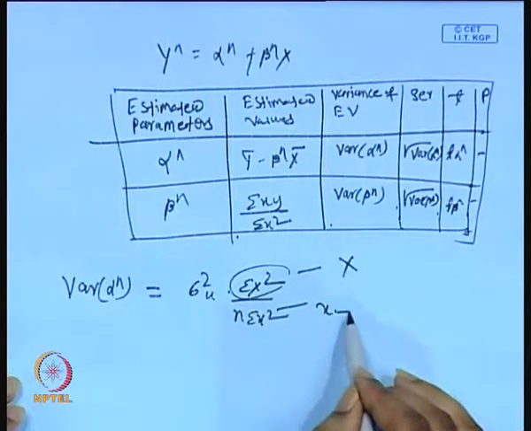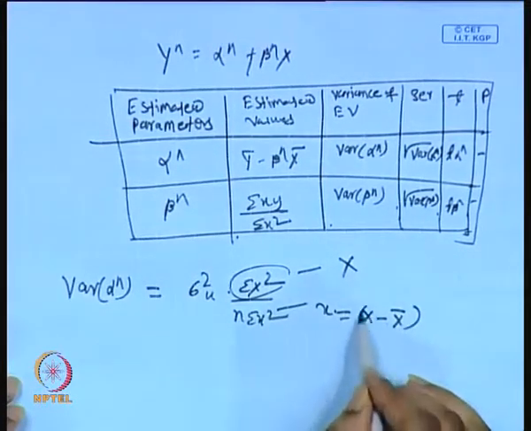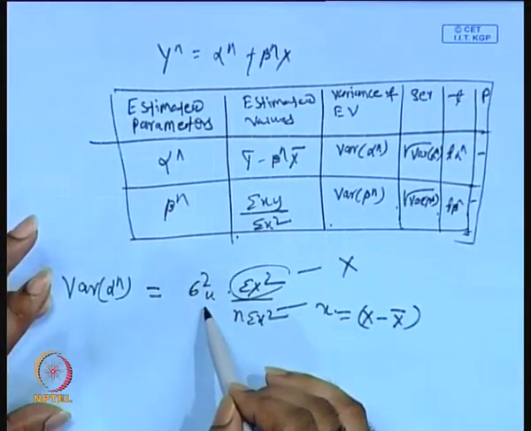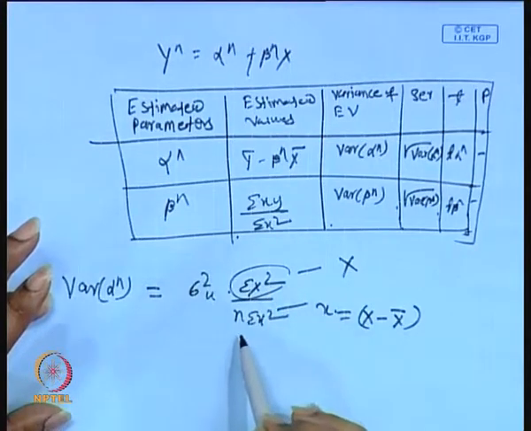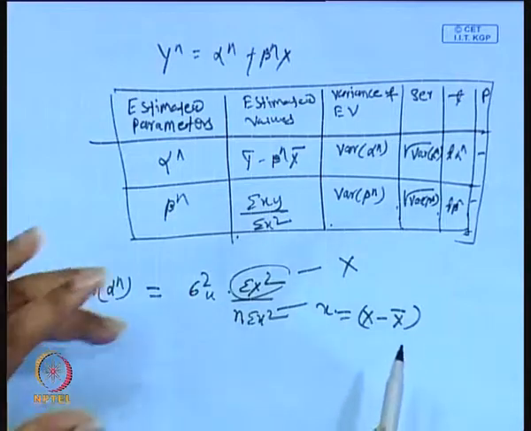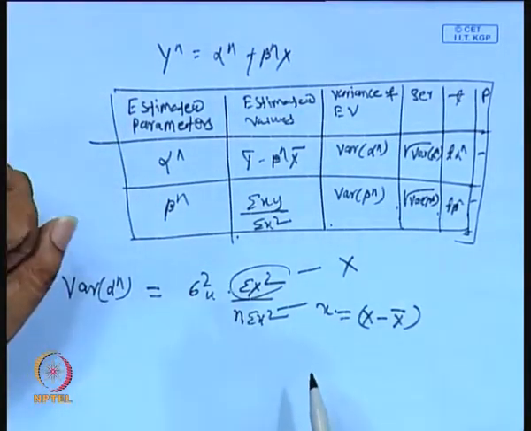So, this is nothing but deviation format. This is what we can represent in x minus x bar. All right. So, now altogether there are 4 items: sigma square u, summation capital X square, then n into summation small x square. Okay. So, this is nothing but variance of x.